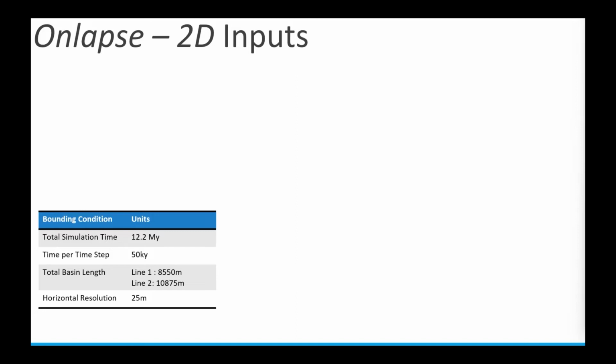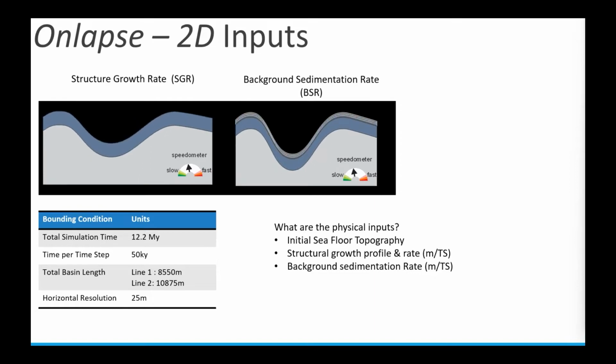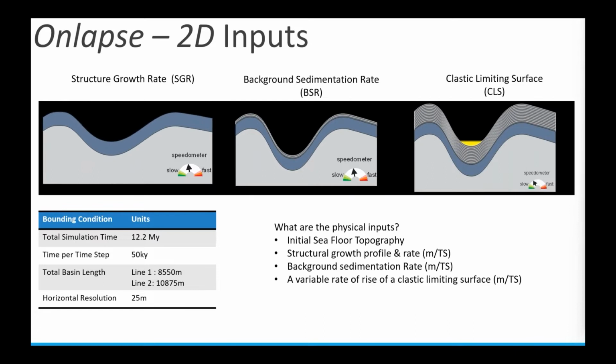So what are our physical inputs? Well, we start off with our initial sea floor topography, which is simply the height in meters from the lowest point in the model. We then have a structural growth profile and rate, which is the amount of rise applied in millimeters per year to the basin structure through vertical shear, converted to meters per time step. We then have background sedimentation rate, which is the amount of sediment deposited uniformly along the cross section through both pelagic and hemipelagic settling in millimeters per year. And finally, we have our clastic emitting surface rate of rise. This is simply a line that delineates above which no gravity flow deposits are preserved and below which, if there is accommodation, gravity flow deposits are preserved.